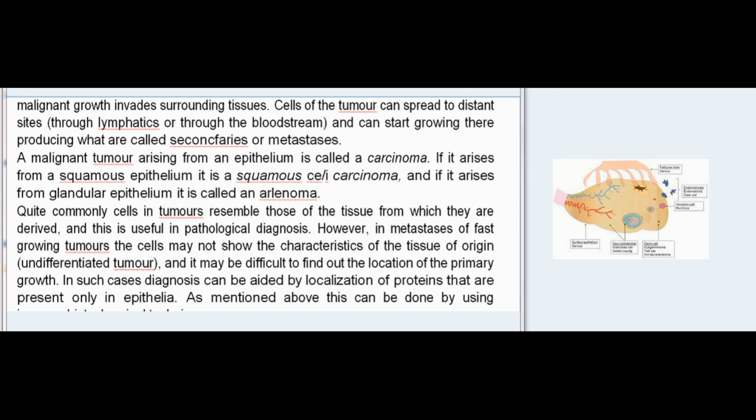Quite commonly cells in tumors resemble those of the tissue from which they are derived, and this is useful in pathological diagnosis. However, in metastases of fast-growing tumors the cells may not show the characteristics of the tissue of origin, giving an undifferentiated tumor, and it may be difficult to find out the location of the primary growth. In such cases diagnosis can be aided by localization of proteins that are present only in epithelia. As mentioned above, this can be done by using immunohistochemical techniques.